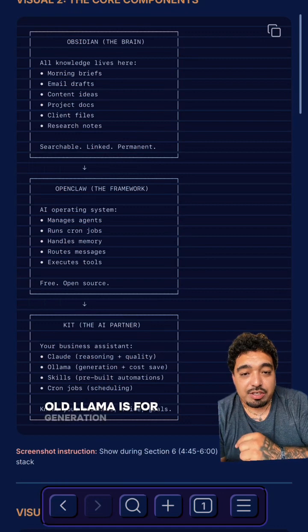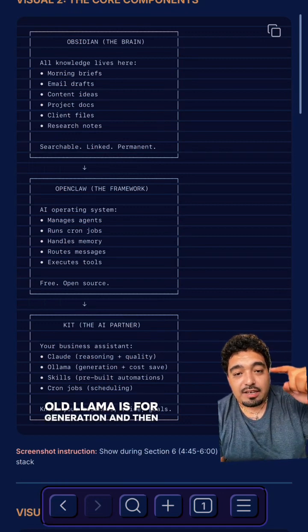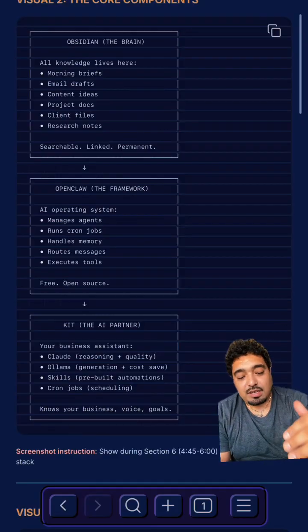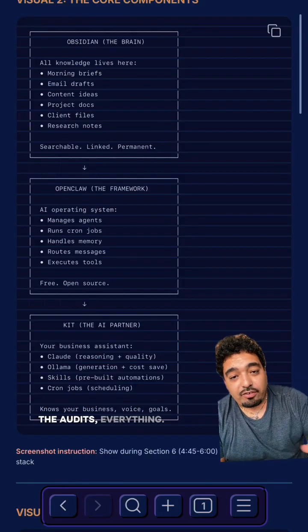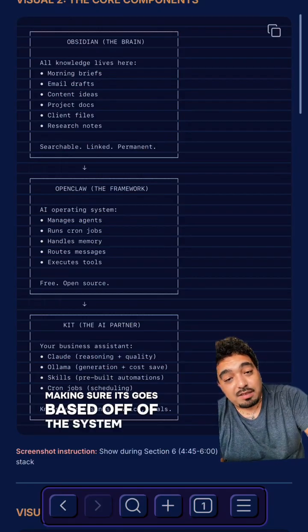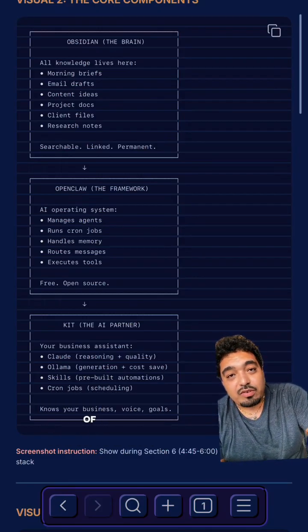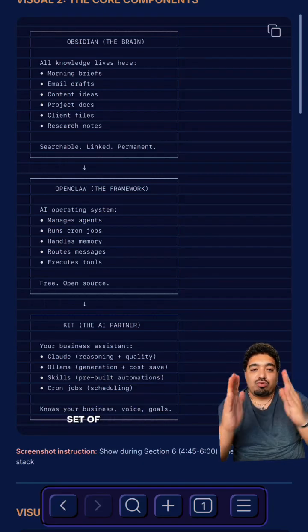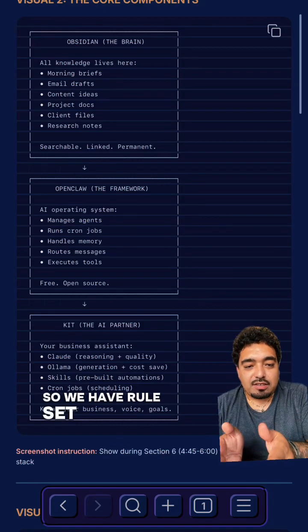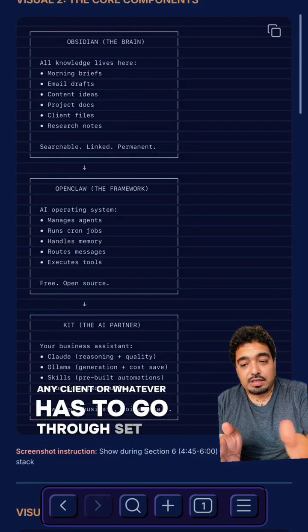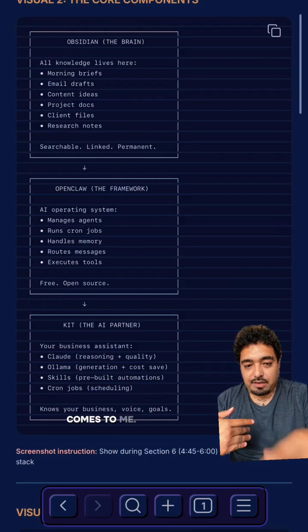And then what Kit does is I use Claude for reasoning, Ollama for generation, and then Cron jobs. Essentially Claude's at the top. Ollama does the work. Claude audits everything, making sure it goes based off of the system that we have set for our goals of the brand and stuff, and that gets routed through. It's like rules. So we have rules set so that any piece of content or any client or whatever has to go through a set of rules before it comes to me.